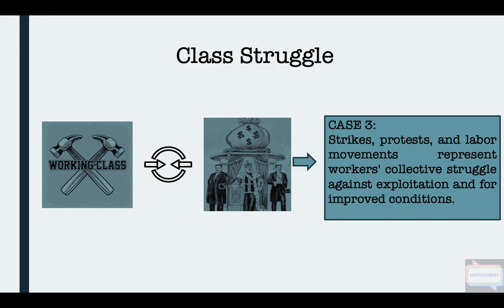Overall, strikes, protests, and labor movements differ in size and reach, from local to global, but they have a significant impact on public opinion, labor policies, and improving working conditions and rights.